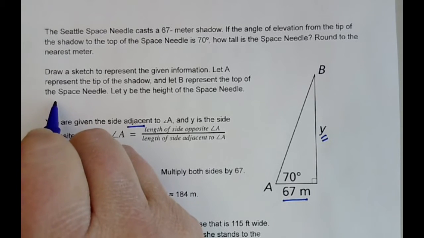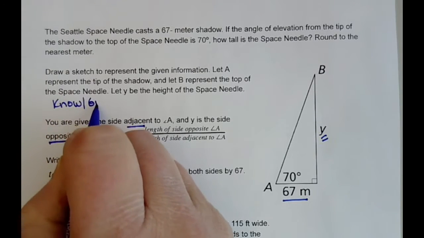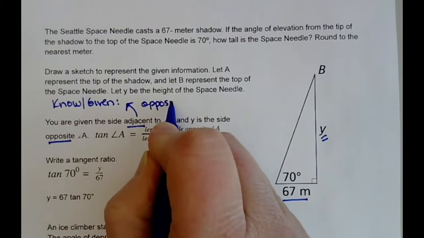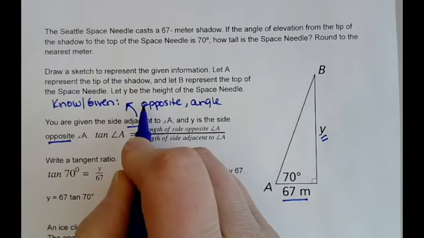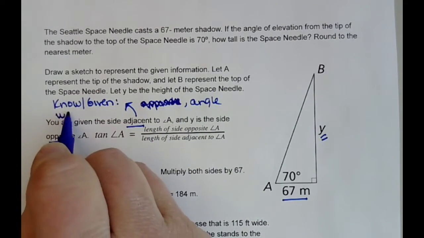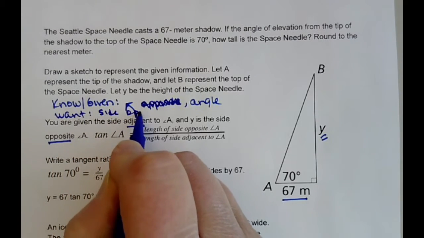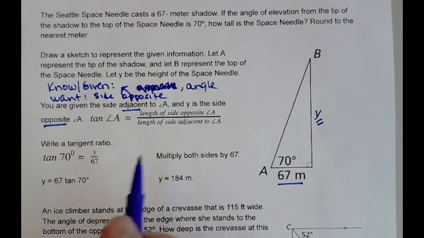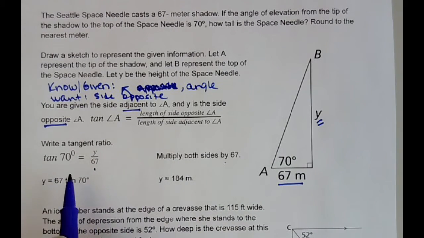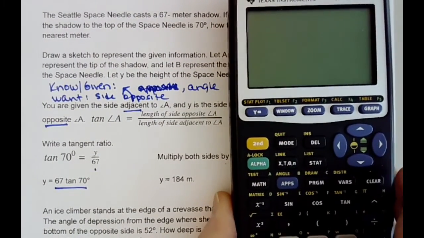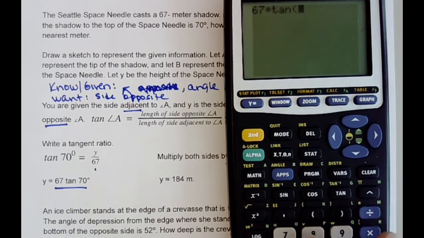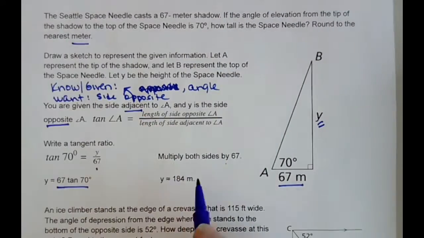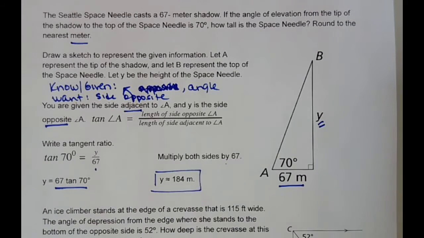Remember that, what do we know or what are we given? We're given an angle. Sorry, we're not given the opposite. We're given the angle. And we want the side opposite the angle. And when we have opposite and adjacent, we can use tangent. So the tangent of 70 degrees is y over 67. Multiply by 67 to get 67 times the tangent of 70. On my calculator, make sure you're in degrees, we get 184.08. Round to the nearest meter, 184 meters. Okay, so that's that first example.